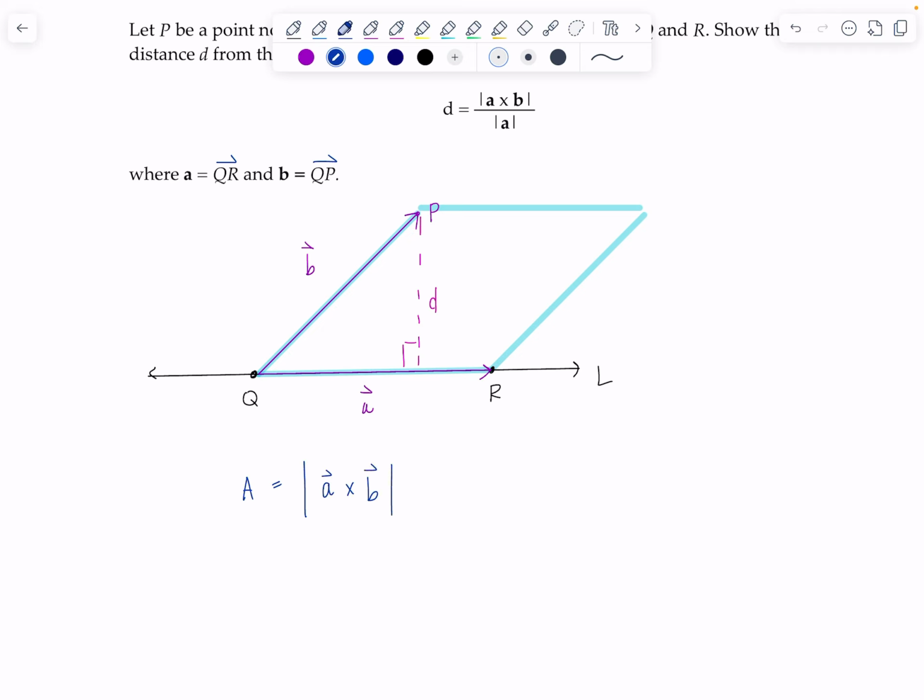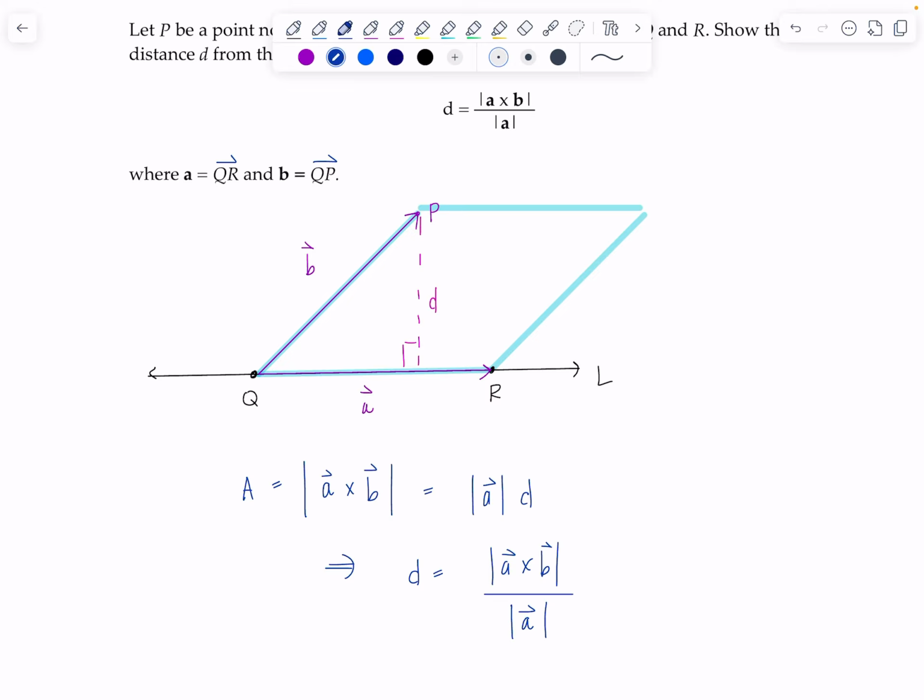Well, we also have another formula for area of a parallelogram. It's base times height. The base is given by magnitude of A, and in this case, the height of that parallelogram is D, the distance. So then you're literally done. So just divide by magnitude A. The distance equals magnitude of A cross B over magnitude A. That's it.